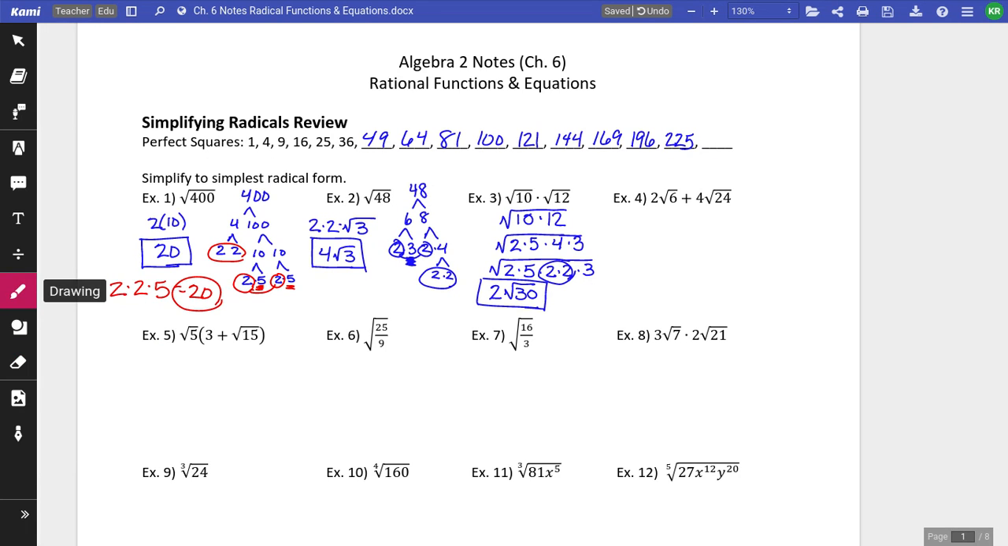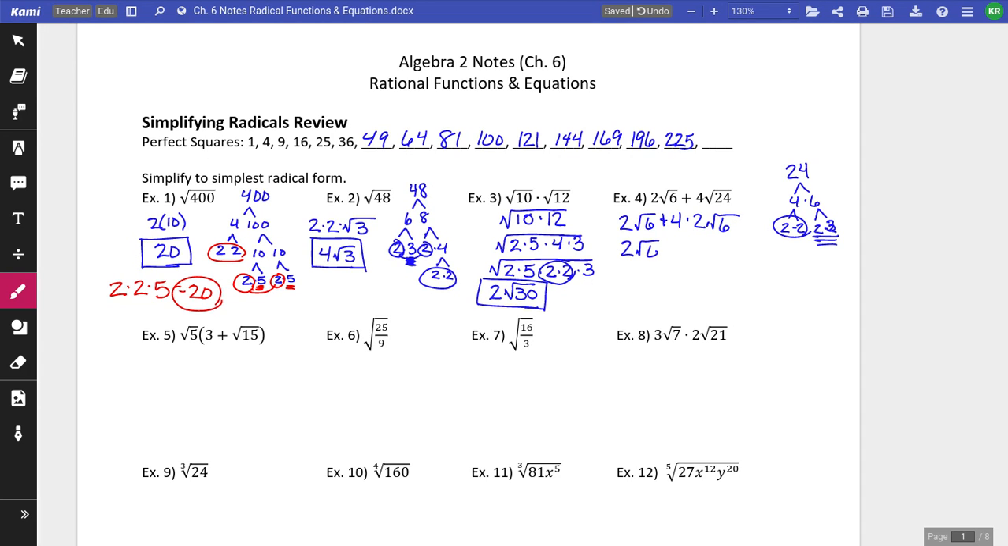Okay, number 4, if you're adding, I can only add together like terms. So the 6 square root of 6, I can't simplify that any, so that's just going to stay. However, 24, if I do my factor tree on 24, I get 4 times 6, and then that 4 is a perfect square, which gives you a pair of 2's. So I'd have 2 root 6, and then I have a pair of 2's that can come out, and what I have left over is this 2 and 3, so that's going to make a 6 under the radical.